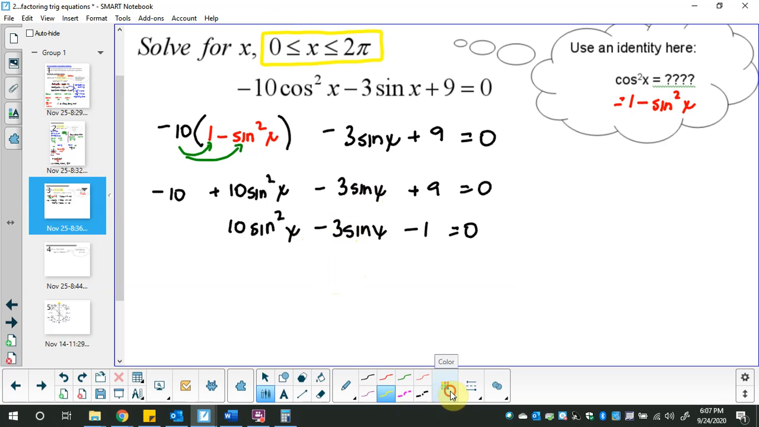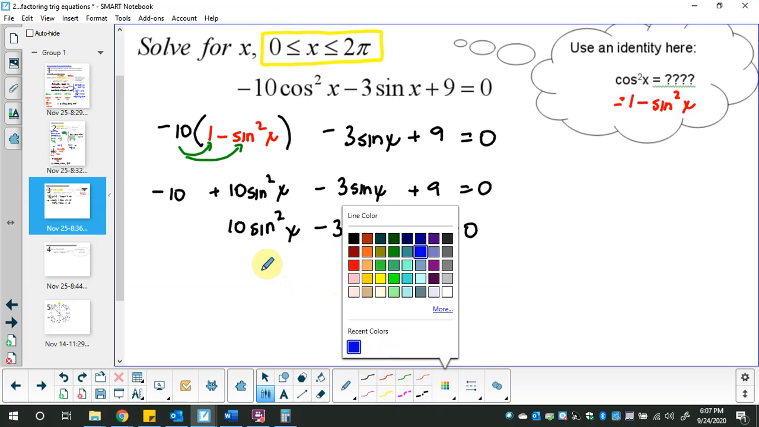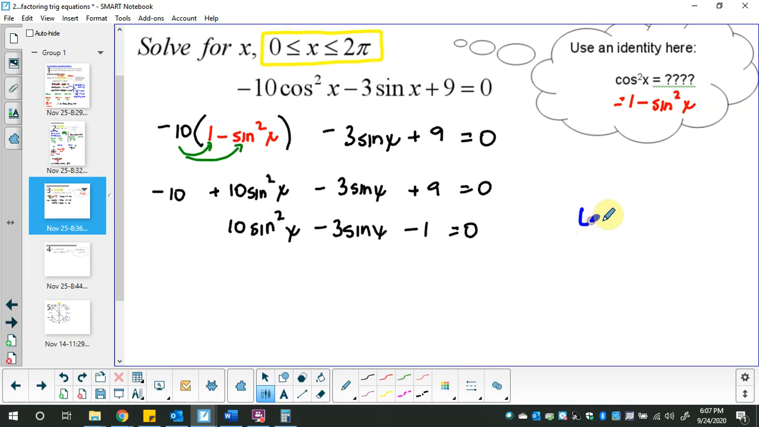I am going to do the one strategy where I change these to m's. So I'm going to let every single sine x equal an m. So this turns out to be 10m squared minus 3m minus 1 equals 0. And then I'm going to complex trinomial factor that.